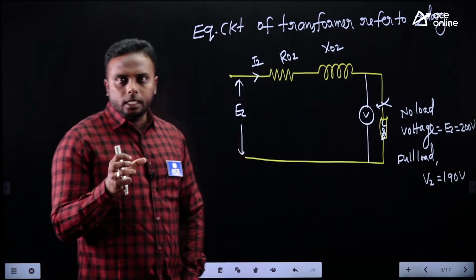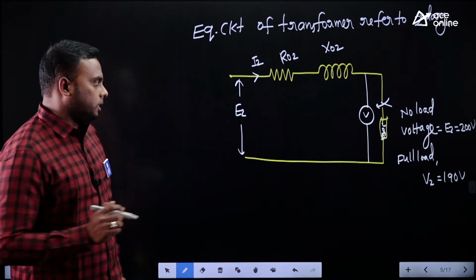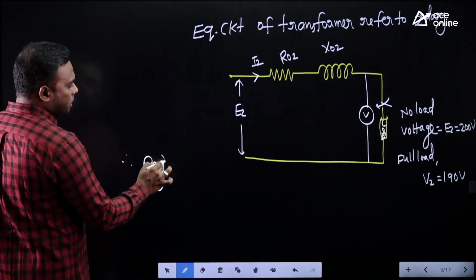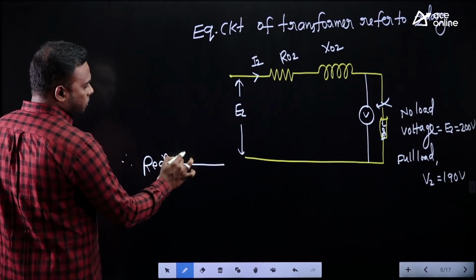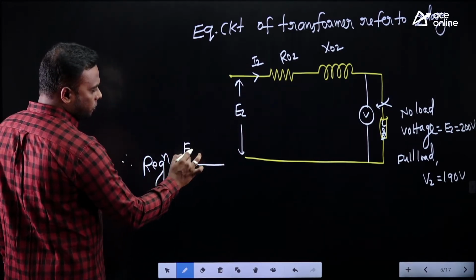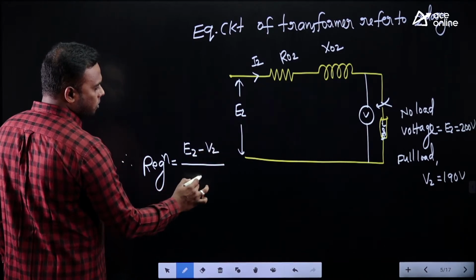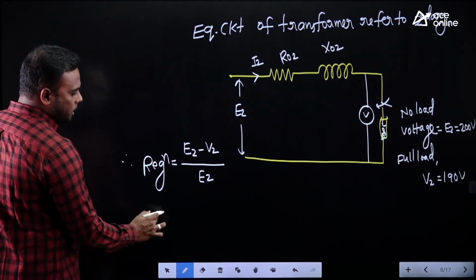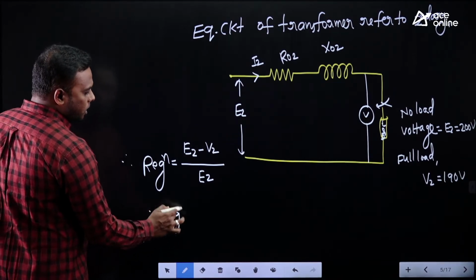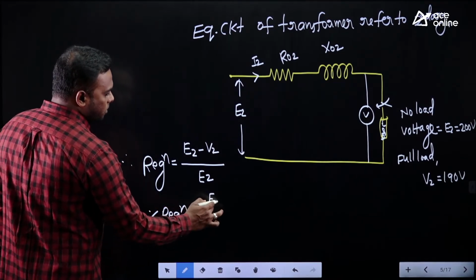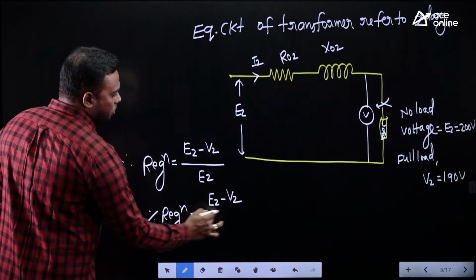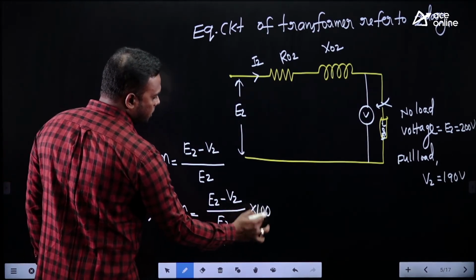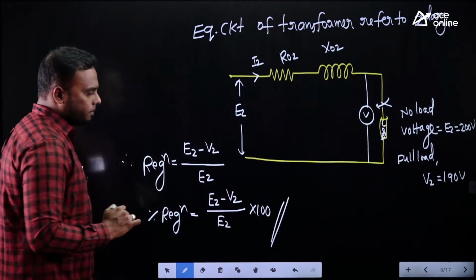Now this voltage change we will express as a fraction of the no load voltage. Therefore, what is the regulation? According to the definition, it is the ratio of the change in voltage from no load to full load to the no load voltage. This is in per unit. If you want percentage regulation, multiply the same value by 100: (E2 minus V2) by E2 into 100. This is percentage regulation.